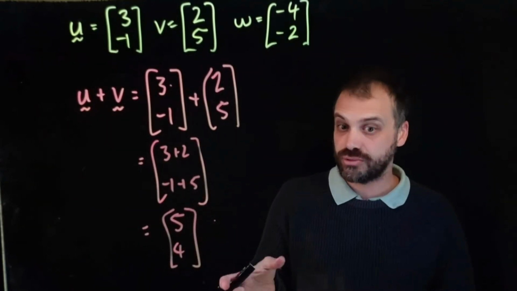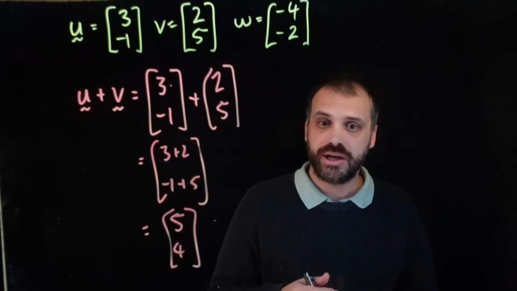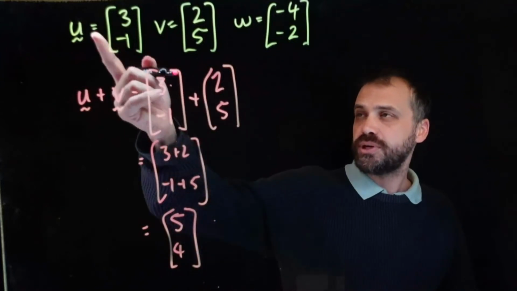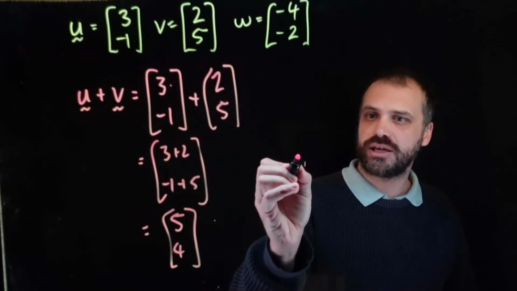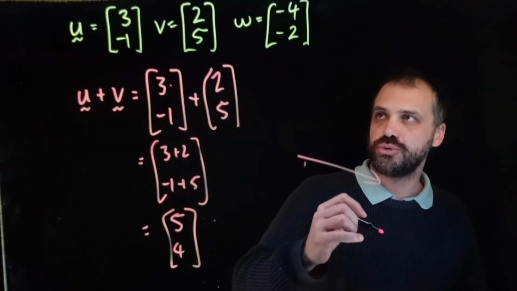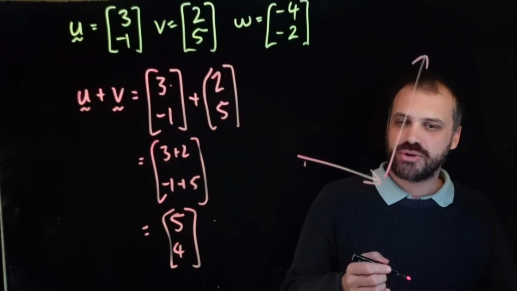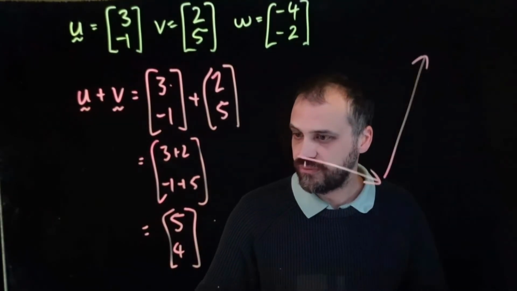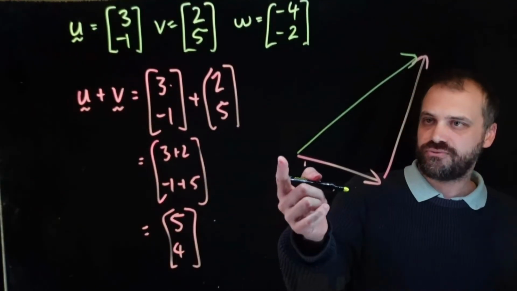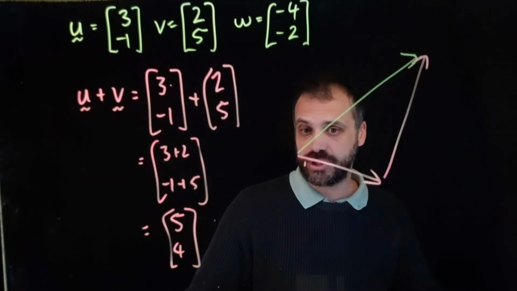Is that answer correct? Because I have a vague sense of what these look like, I can double check that it is correct, because u is 3, -1, something that looks a bit like that. V is 2, 5, something that looks a bit like that. And so would my answer, 5, 4, be that? 5, 4. Yep, that looks about right, so I'm probably correct.